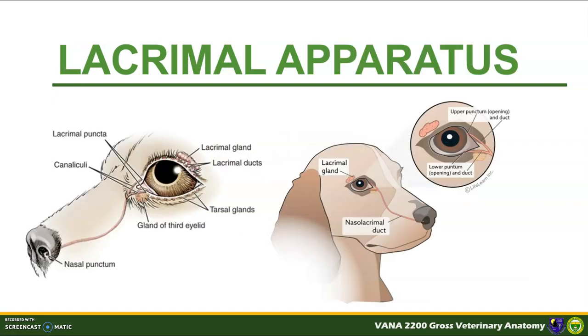The lacrimal apparatus consists of the lacrimal glands, which secrete the tears, and the lacrimal sac and duct, which convey the tears into the nasal cavity. The lacrimal caruncle is a triangular prominence in the medial canthus. The lacrimal puncta are the openings into the lacrimal canals on the upper and lower eyelids near the medial canthus.